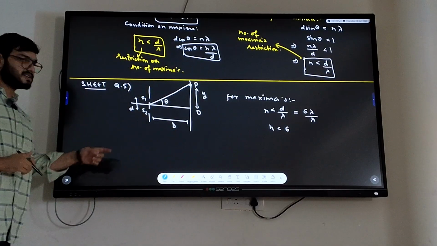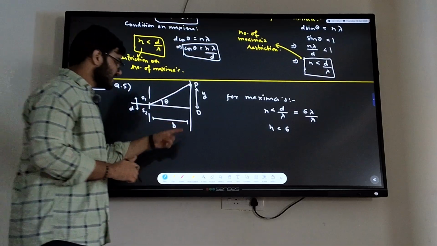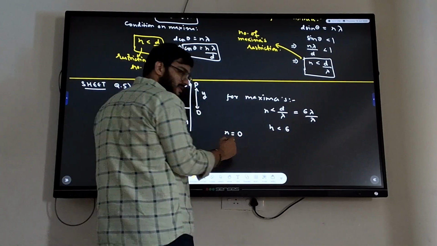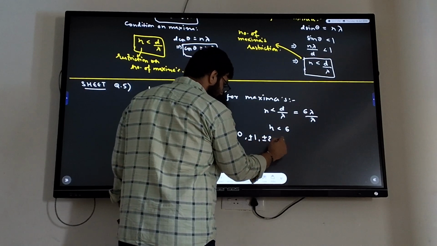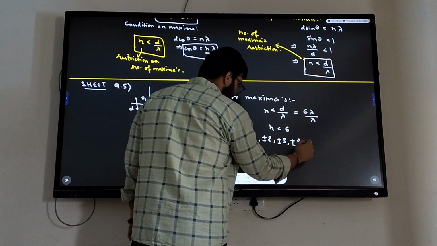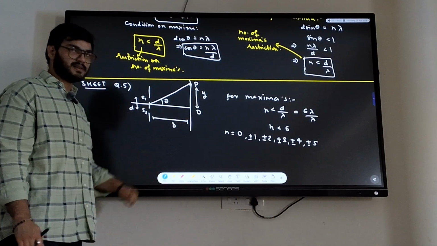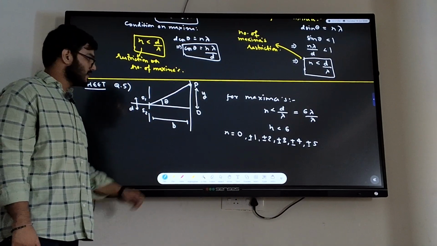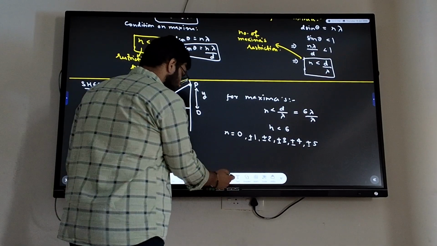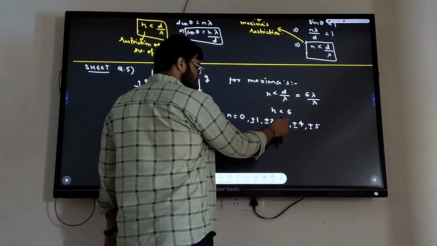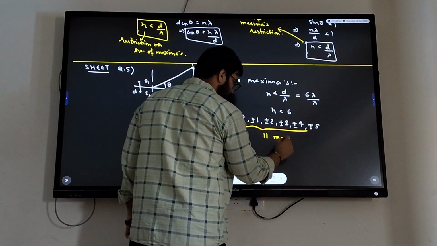So I will take into consideration both up and down ones. So there will be plus minus. Firstly there will be n equal to 0, that will be the central maxima. Then there will be plus minus 1, plus minus 2, plus minus 3, plus minus 4 and plus minus 5. All these numbers satisfy mod of n less than 6. I am counting the upper and the lower maximas as well. How many numbers then? 2, 4, 6, 8, 10, 11. Total 11 maximas.